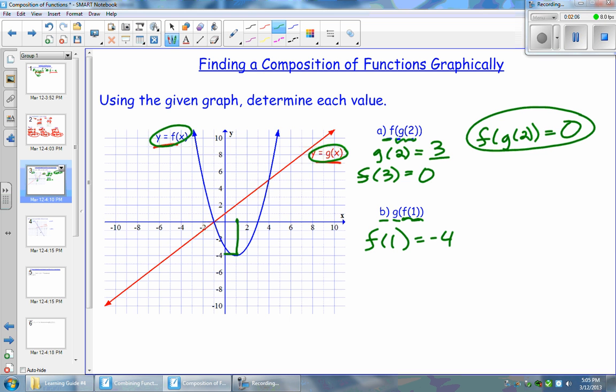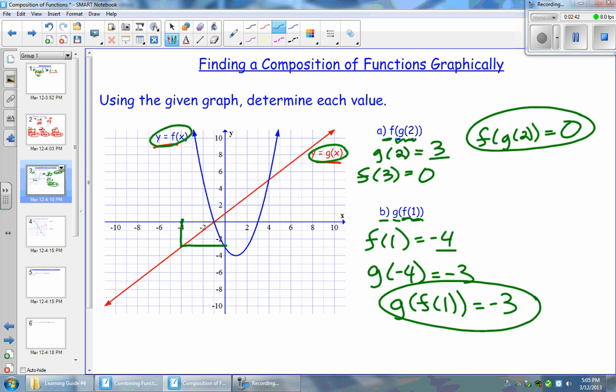Once you have that value, you're going to stick it into the outside function, which is g. So g of negative 4. Now we're looking at the linear red graph. Find where x is equal to negative 4, which is right here, and find the corresponding y value on y is equal to g of x. Right there, it looks like the y value is negative 3. So to conclude this part, g of f of positive 1 is equal to negative 3. There's my final answer for that question.